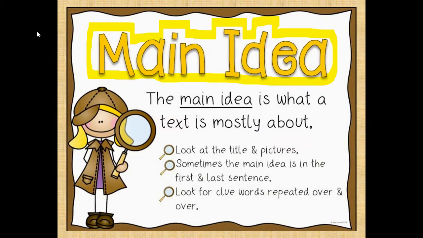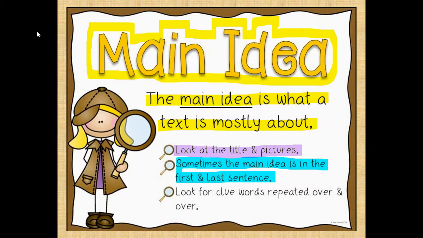Main idea. What does main idea mean? The main idea is what a text is mostly about. And how do we find the main idea? Well, you can look for these clues. Look at the title and pictures. Sometimes the main idea is in the first and last sentence. And you look for clue words repeated over and over.